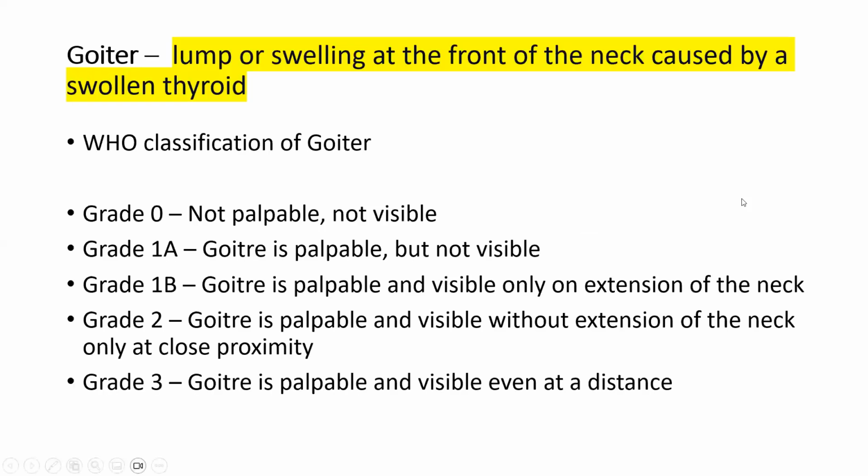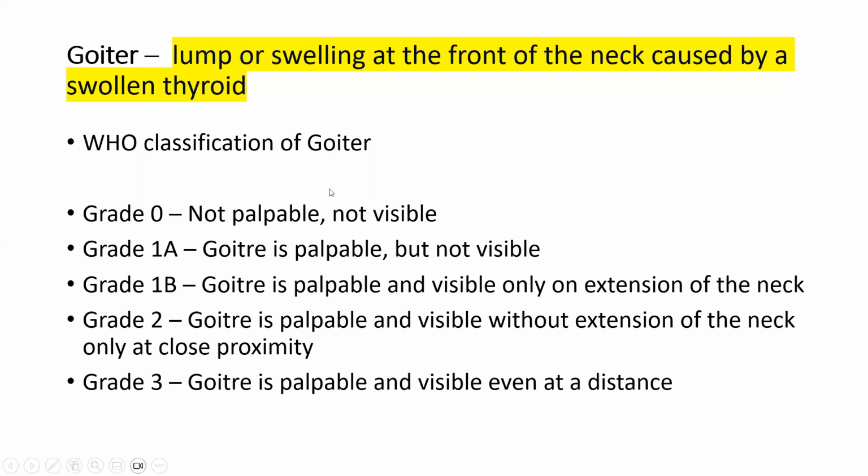We'll go through the history and examination of the patient. The definition of a goiter is a lump or swelling on the front of the neck caused by a swollen thyroid. Okay, so for the goiter there's a WHO classification depending on how palpable it is and how visible it is, right? So grade 0 is not palpable, nor is it visible.